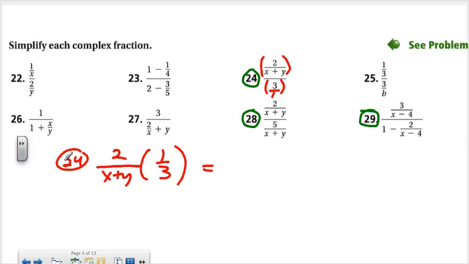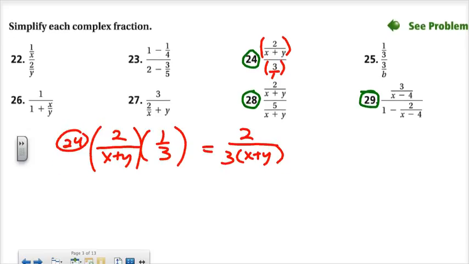There isn't anything here that we're going to be able to cancel or cross-reduce. So we will have 2 times 1 for our numerator, and then 3 times the quantity x plus y for our denominator. So that one's just getting us to work with a very basic example of a complex fraction. Not a lot that we could do with it, not a lot of manipulation.